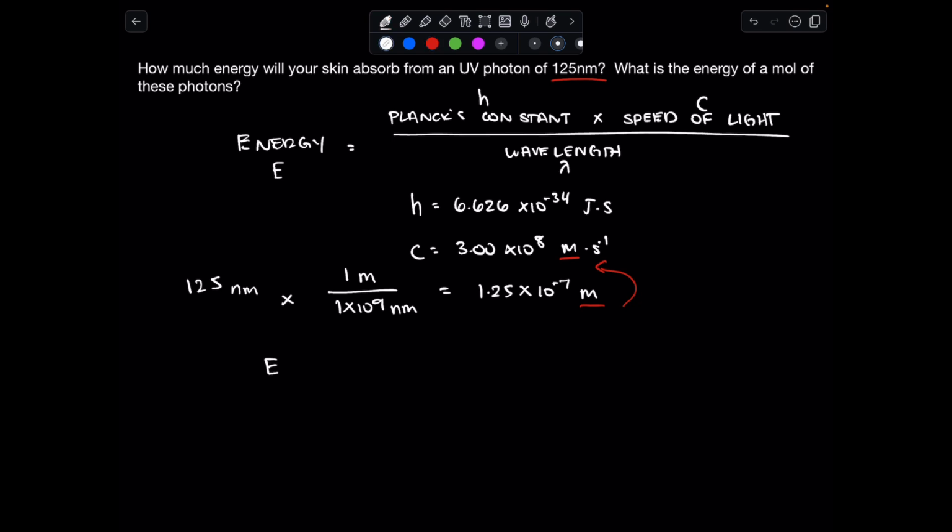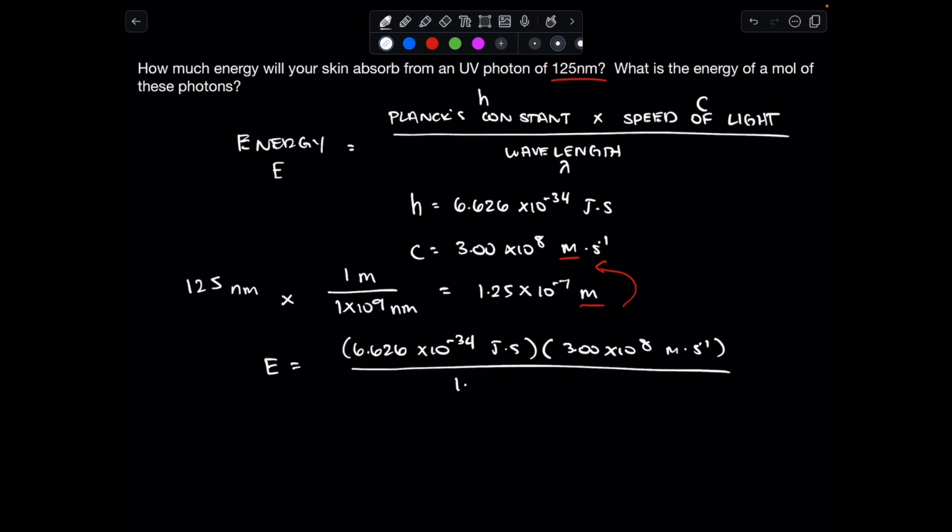So our energy, E, is going to be equal to Planck's constant, which is 6.626 times 10 to the negative 34 joules times seconds, times our speed of light, 3.00 times 10 to the 8 meters per second, all divided by our wavelength, which is 1.25 times 10 to the minus 7 meters. Now looking at our units real quick, we see that we have meters on top and bottom, so those will cancel out. We also have this seconds times per second.